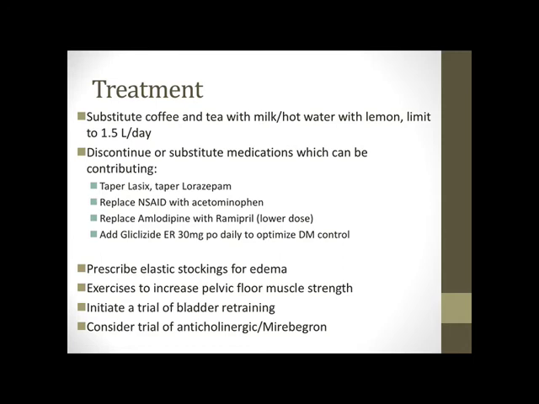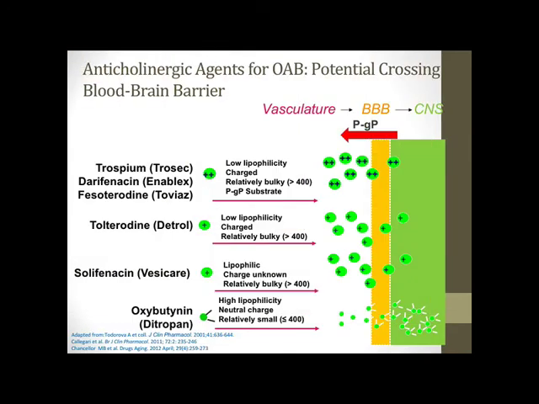We could look at prescribing some elastic stockings, some compression stockings for her chronic venous insufficiency. We can ask her to maybe see a pelvic floor physiotherapist to do some pelvic floor muscle strengthening, and maybe a general physiotherapist to do some all-over body strengthening to try to make her better able to get to the washroom in time. We could try a trial of bladder retraining, and we can consider pharmacological treatment. And I'm not going to talk a whole lot about pharmacological treatment today. I wish I had more time.